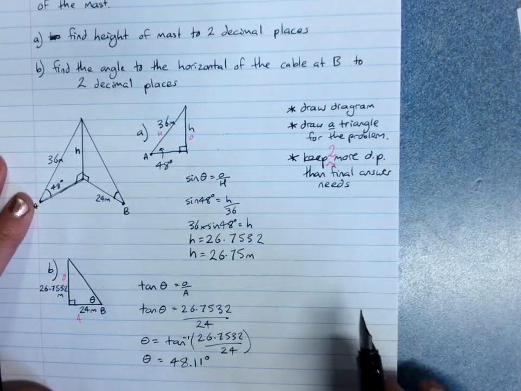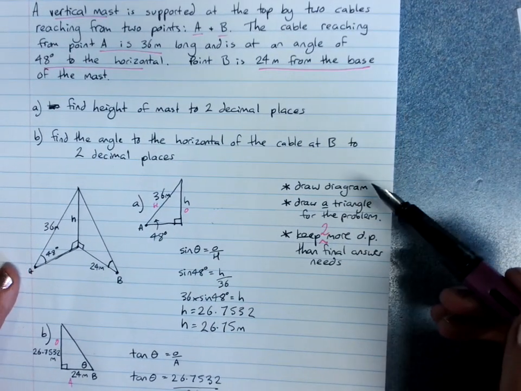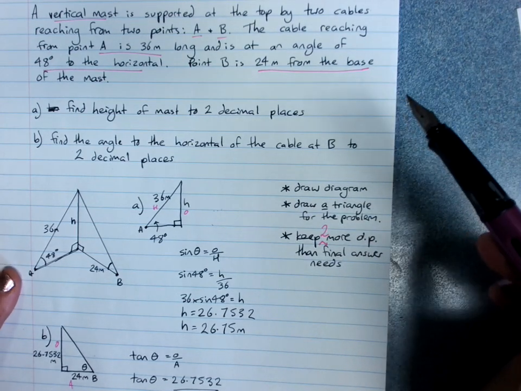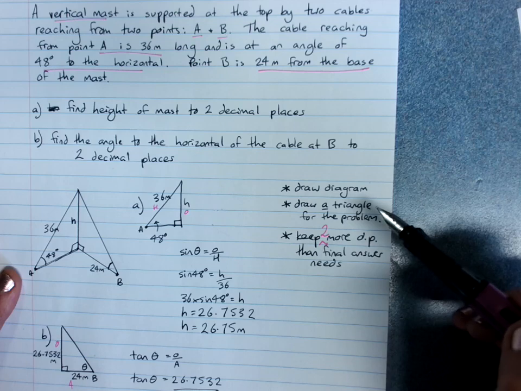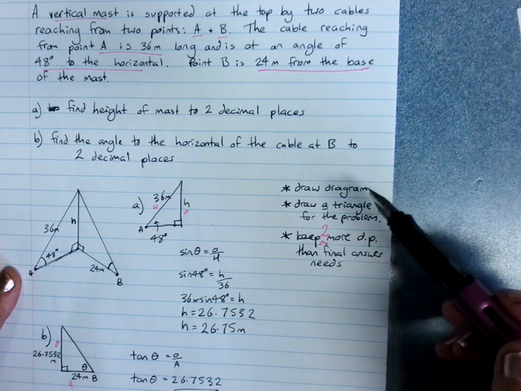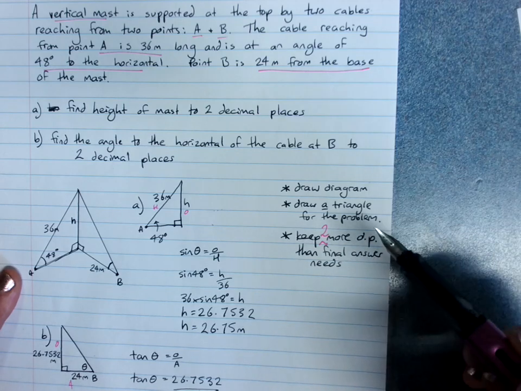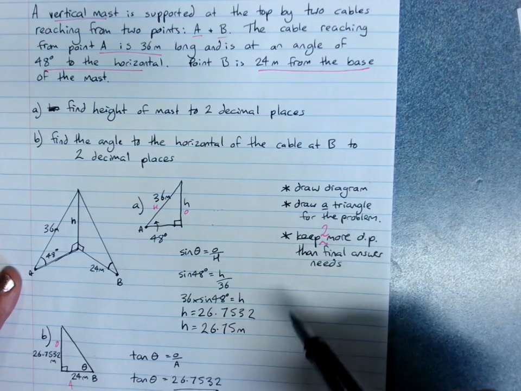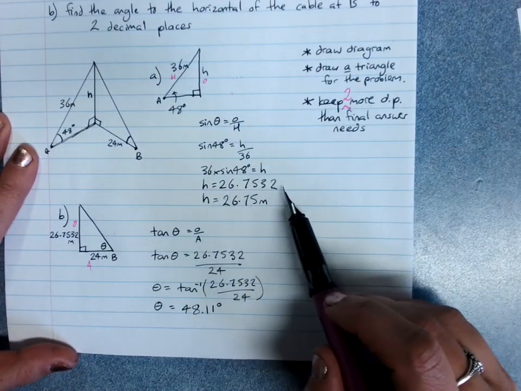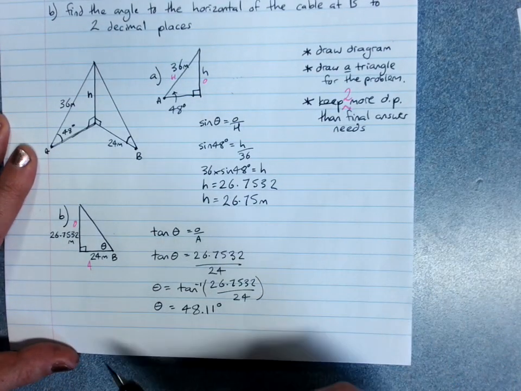So, the steps that I need you to follow are draw a diagram looking carefully at the question to make sure you're getting that accurate. Draw a triangle for each problem that you're going to solve. Keep 2 more decimal places at least than your final answer needs, and use those more accurate answers in your subsequent working.